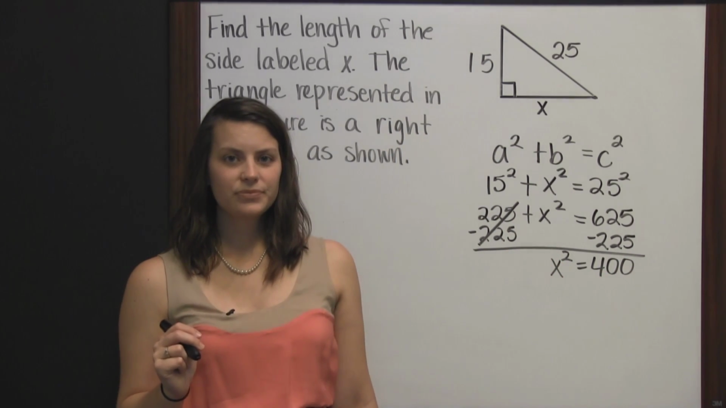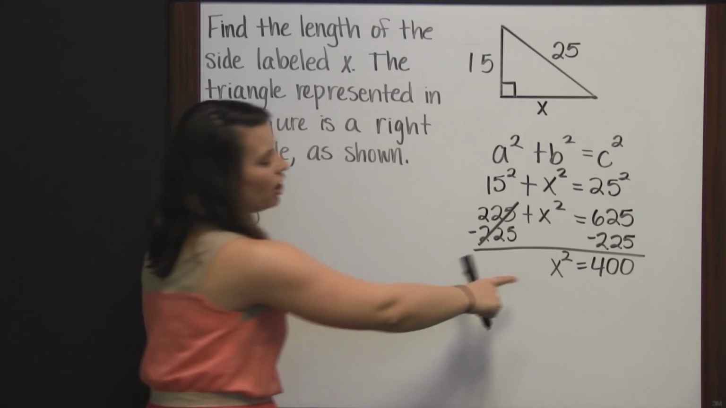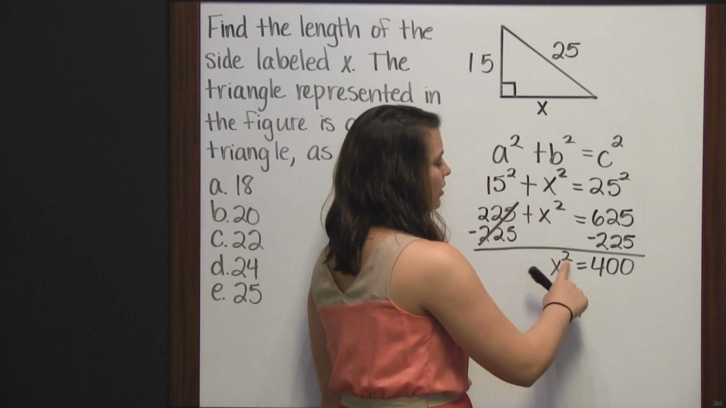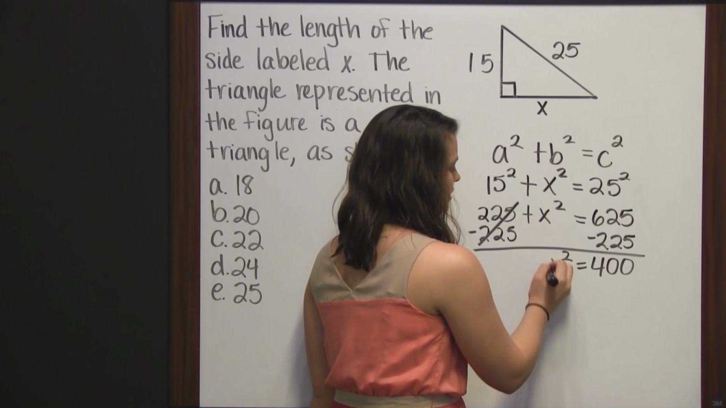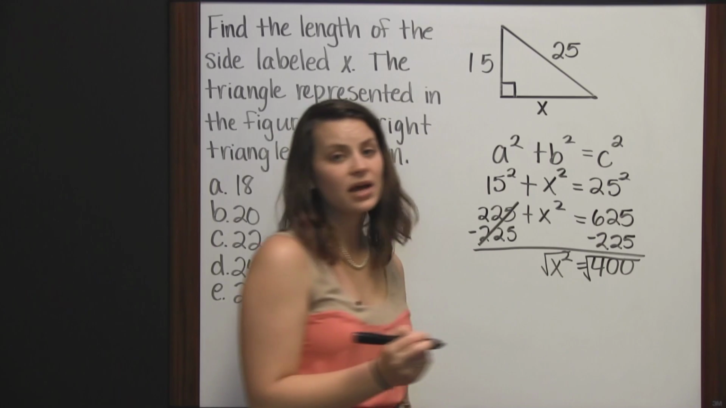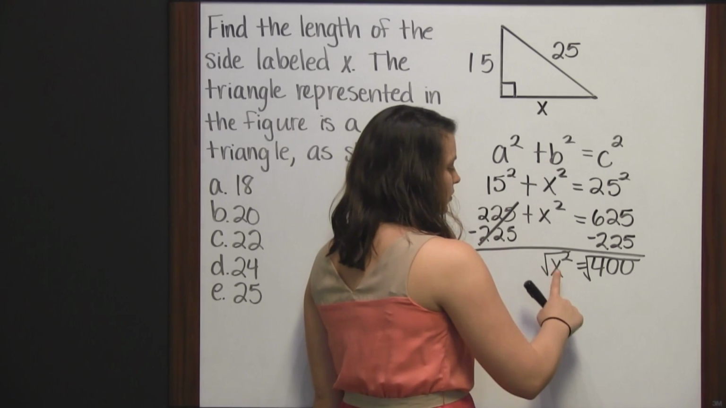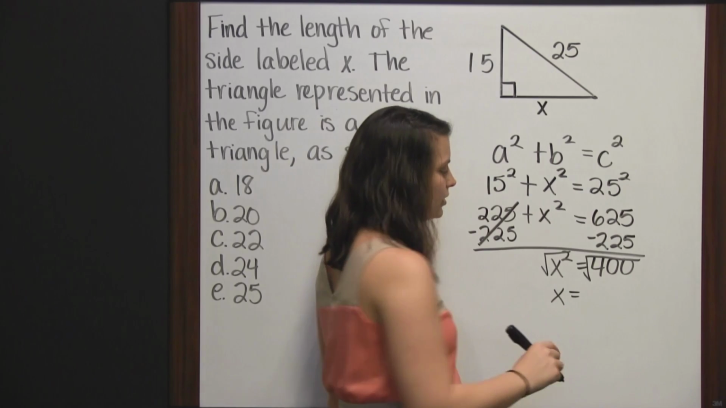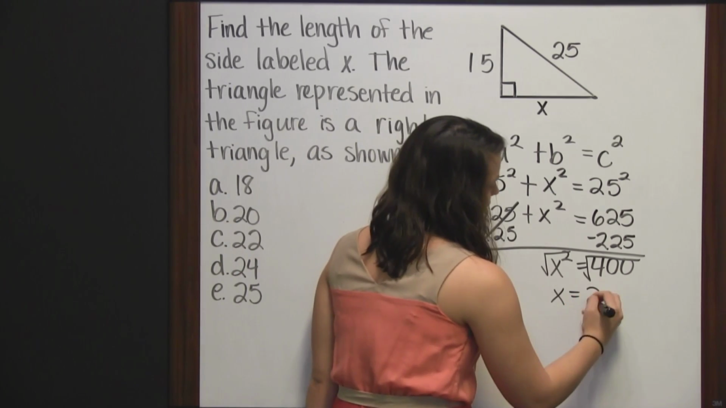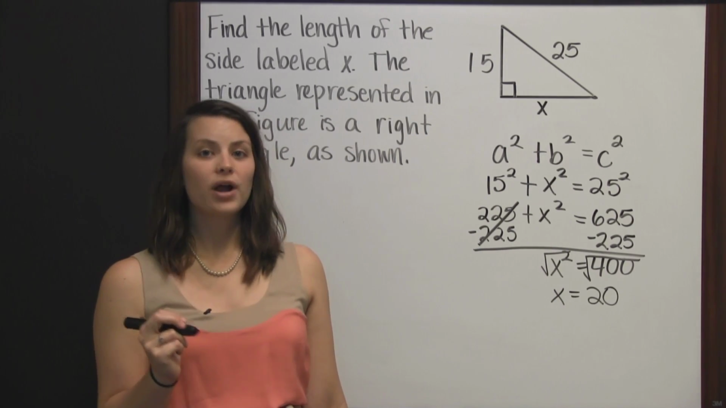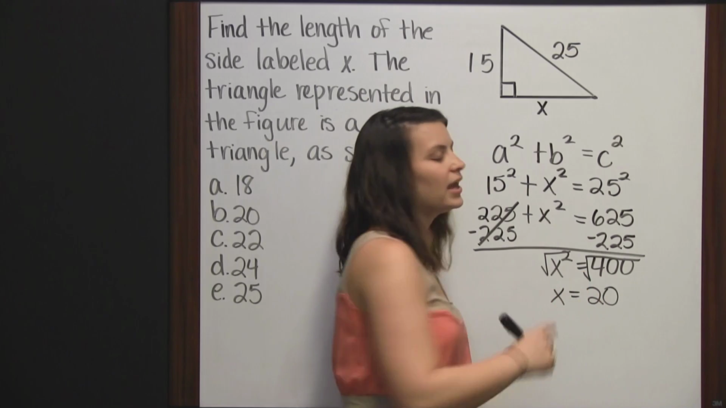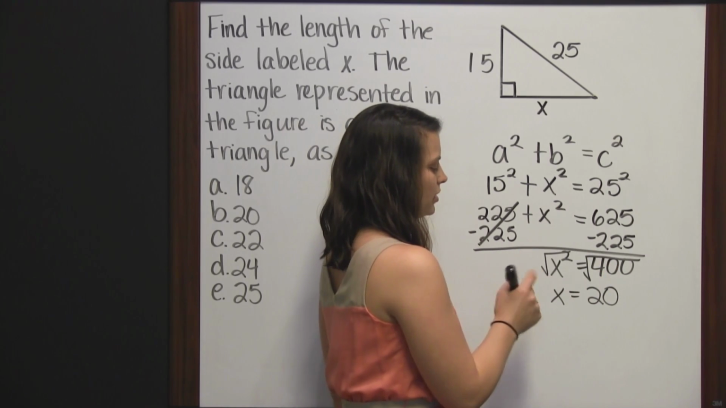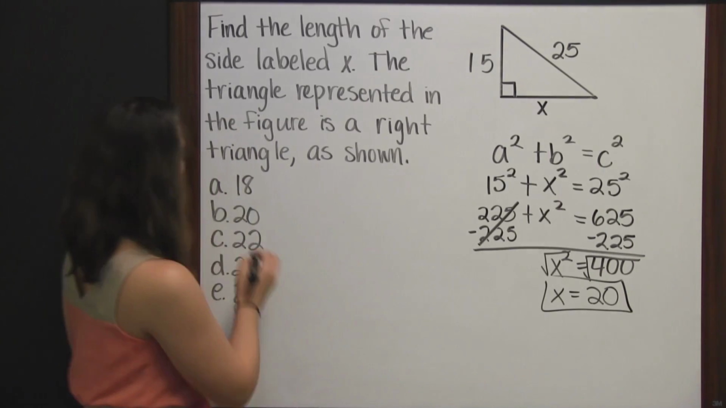And we're almost done. Again, we're trying to find x, not x squared. So in order to solve for x, we need to do the opposite of squaring x. The opposite of squaring x is square rooting x. So we must square root both sides to solve for x. The square root of x squared is simply x, equals the square root of 400, which is 20, since 20 times 20 is 400. And when you square root a number, you're really asking a question: what number times itself is 400? That answer is 20. So our answer is B.